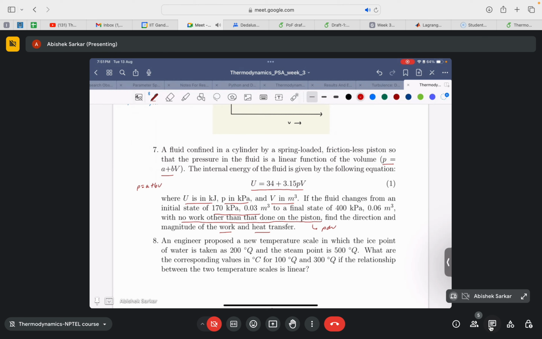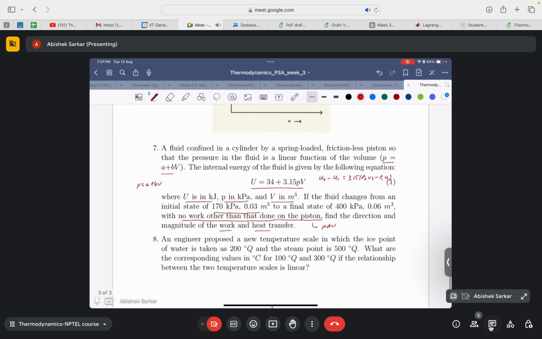So the relationship for U is given, so you can find U2 minus U1, because U2 would be, then it will basically be 3.15 P2 V2 minus P1 V1, right, because this constant will get cancelled out. So from this you can find U2 minus U1, and work you can find using this relation.